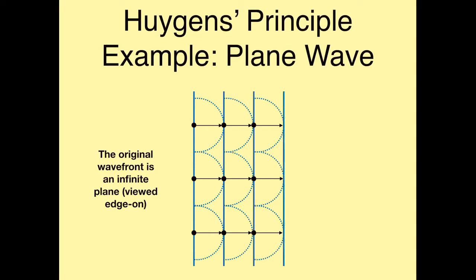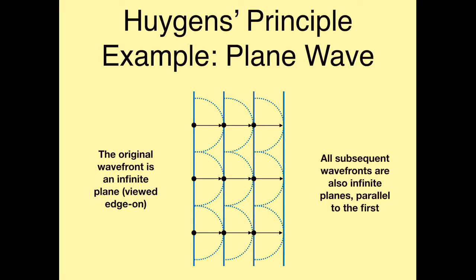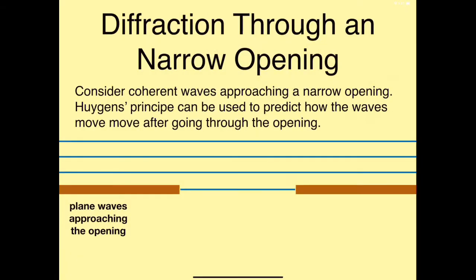We get another plane. So the takeaway here is if you start with a plane wave, all subsequent wavefronts are also going to be planes. They're going to be infinite planes parallel to the first. So when you have a plane wave, the situation is pretty simple. You just get more plane waves moving forward.